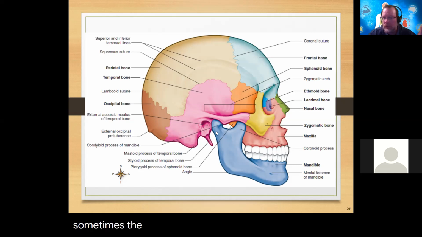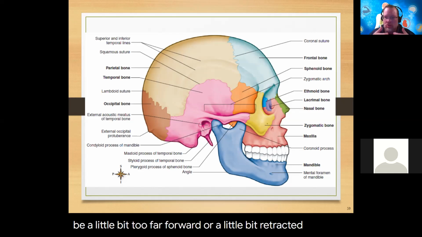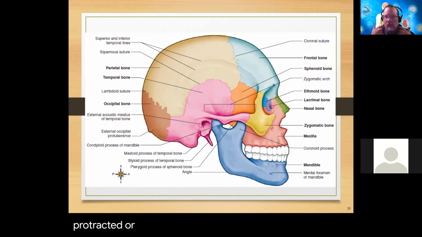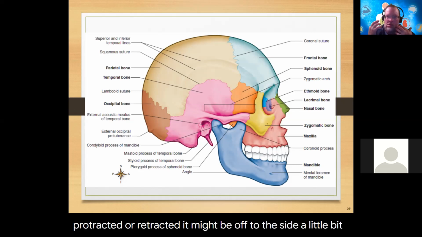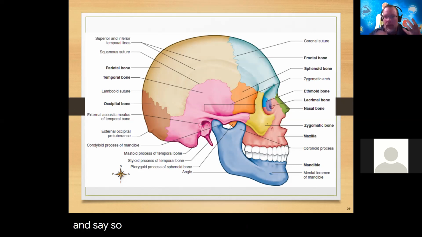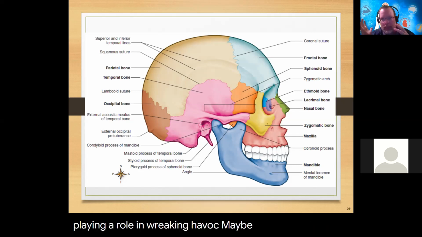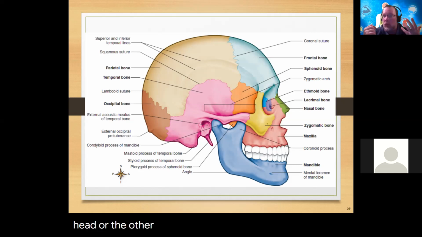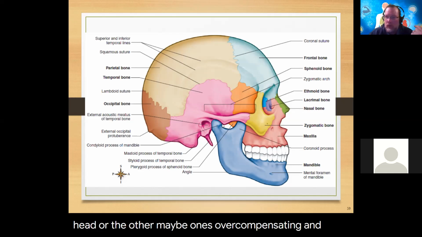Sometimes the joint is just a little bit out of whack. It might be a little bit too far forward or a little bit retracted. So protracted or retracted. It might be off to the side a little bit. Okay, so any number of reasons why, and those weren't so subtle, but it could be something that's really subtle that's playing a role in wreaking havoc, maybe with one side of the head or the other. Maybe one's overcompensating, and that's why they're there.